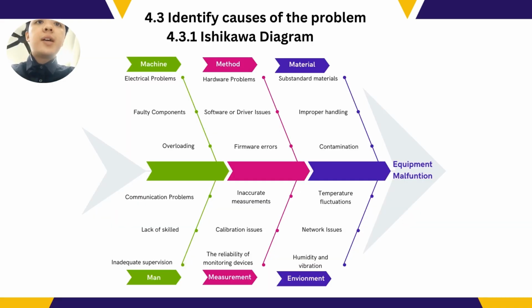So, the next step is to identify the causes of the problem in Plexus Corporation. Using the Ishikawa diagram, also known as the fishbone diagram, we discovered that there are 6 primary causes of the problem, which are machine, method, materials, man, measurement, and the environment. In the machine category, electrical issues like short circuit or power fluctuation are major contributors, potentially harming critical components. Faulty components from manufacturing floors or wear and tear lead to failure. Overloading generates stress, causing overheating and faster wear.